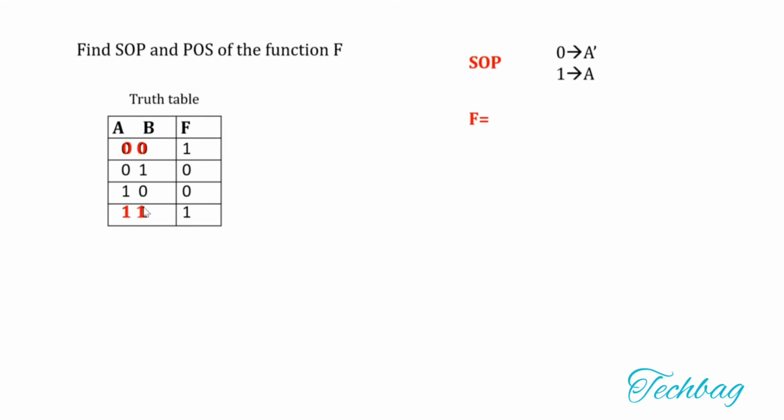So these are all the input combinations for which f is equal to 1. So write the corresponding min term. 0, 0 gives a complement, b complement, because in sum of product, 0 represents complement form and 1 represents true form. So here 1, 1, so you get a b. So now you have the min terms. Here you have to find the sum of product. This min term is nothing but a product term. So if you take a logical sum of these product terms, then you get the sum of product. So f is equal to a complement b complement or a b.